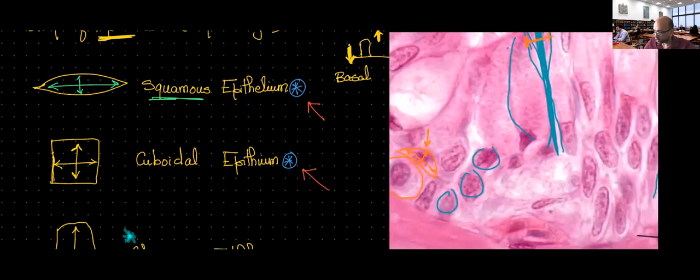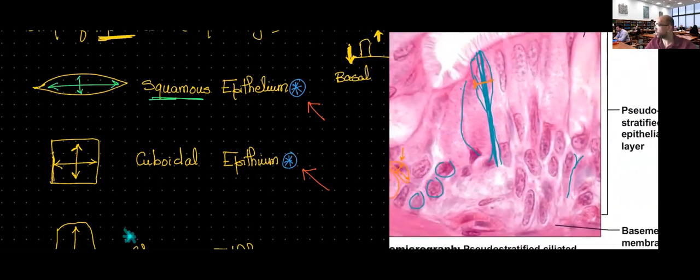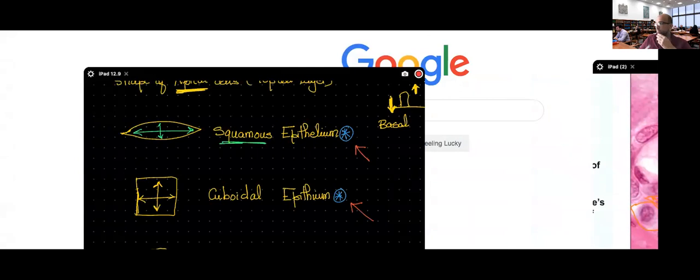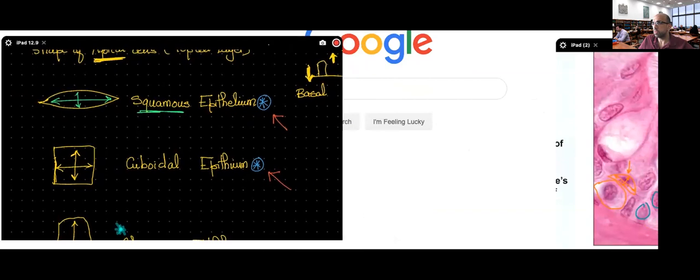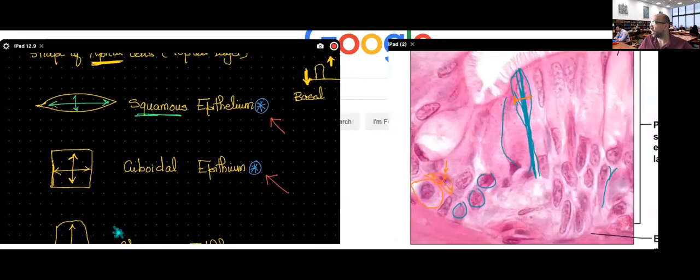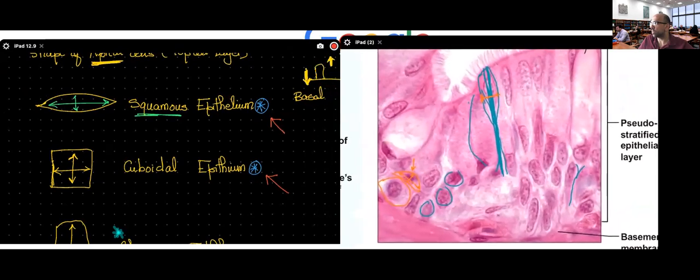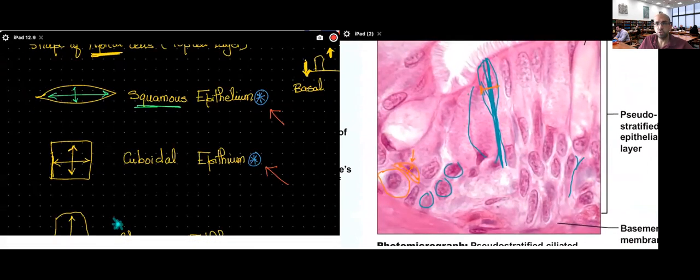Is there any logic in having squamous cells, small cells at the base, and large columnar cells at the apex of the tissue? Does this make sense? To have squamous cells at the base and columnar cells at the apex. Does this make sense, according to what we mentioned? What do you think? No.